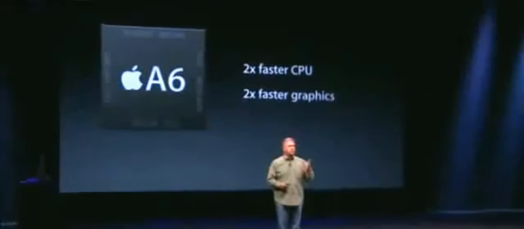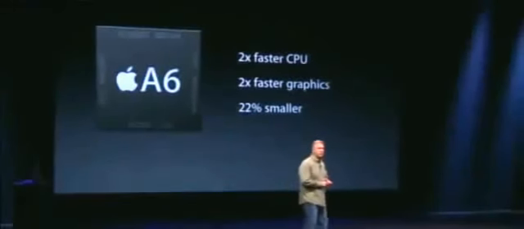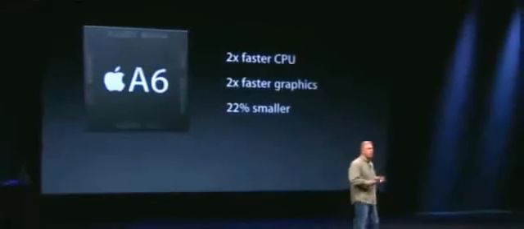Compared to the A5, it's 2 times faster at CPU, 2 times faster at graphics. Our expertise in chip design is really showing itself here, because not only is it a huge jump forward in performance, it's also 22% smaller, making it more space and energy efficient. The team has done a remarkable job.